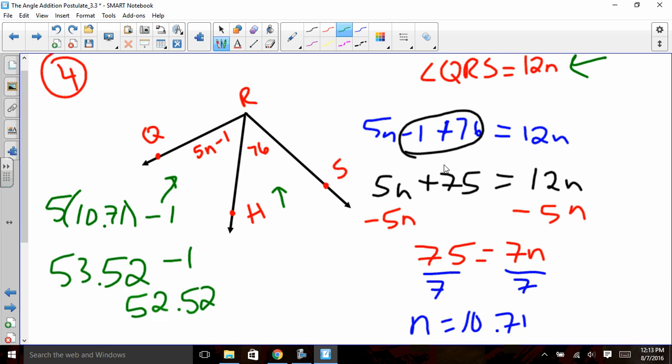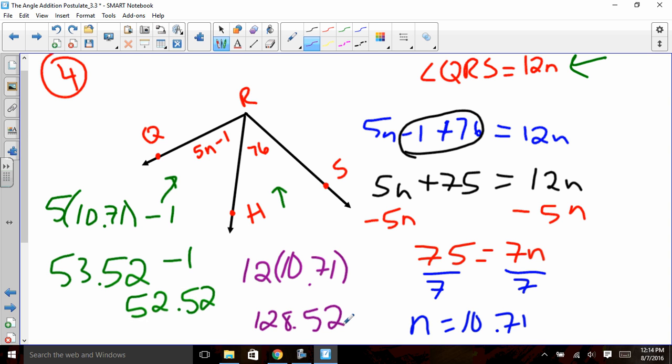Then we're going to check my total value of my angles. So that one was 12n. So I'm going to take 12 times 10.71. And that gives me 128.52.